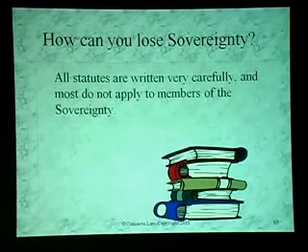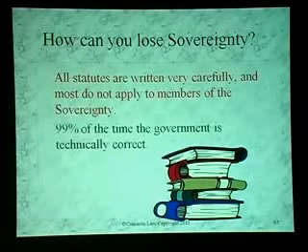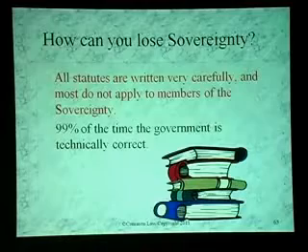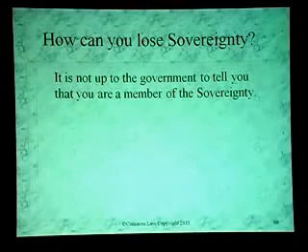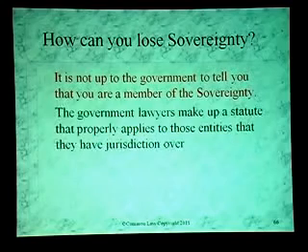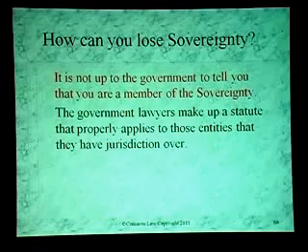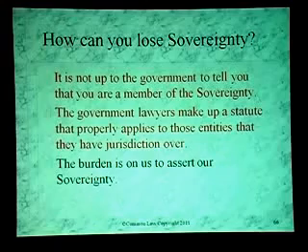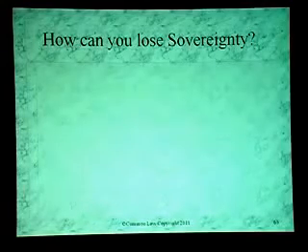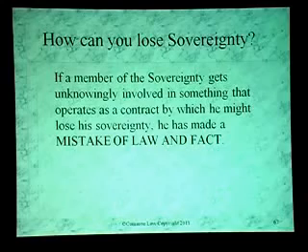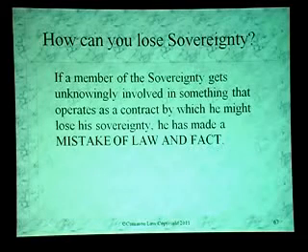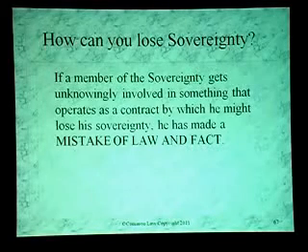All statutes are written very carefully, and most do not apply to members of the sovereignty. 99% of the time, the government is technically correct. It's not up to the government to tell you you're a member of the sovereignty. The government lawyers have made up a statute that properly applies to those entities they have jurisdiction over. The burden is on us to assert our sovereignty. Do you know who you are? If the member of the sovereignty gets unknowingly involved in something that operates as a contract by which he might lose his sovereignty, he's made a mistake of law and fact.